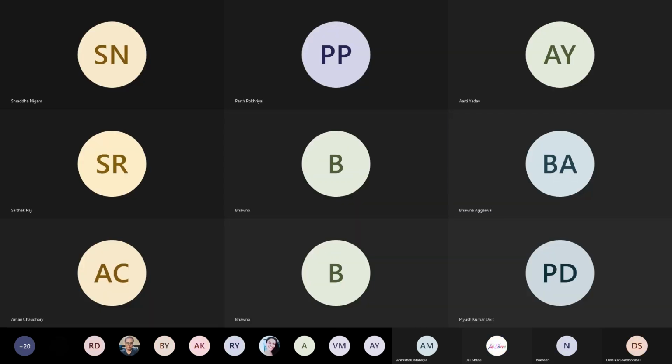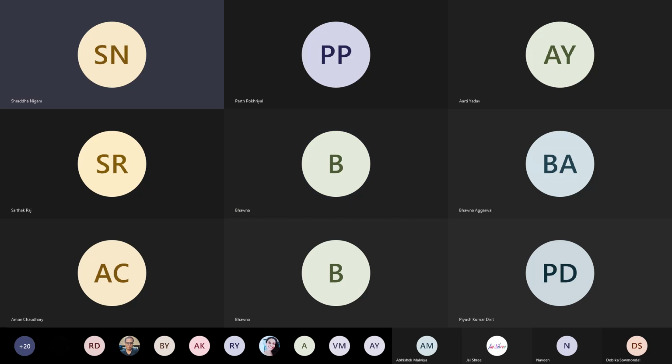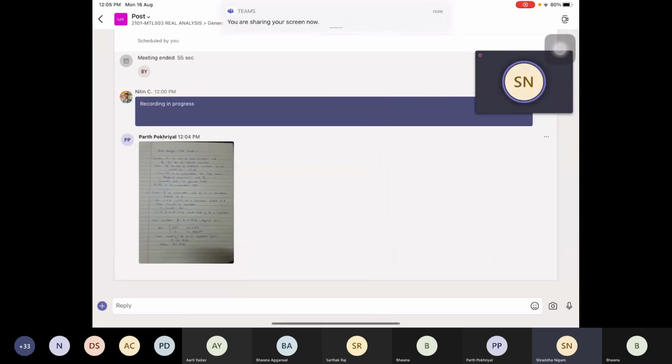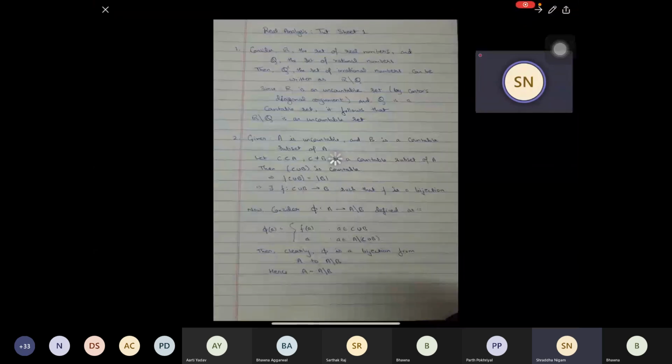Hello, yes, Shraddha. Ma'am, I just want to share my approach for the first question. I did it with contradiction. The real numbers are the union of rationals and irrationals. Suppose the irrationals are countable. Then the union of rationals and irrationals is the real numbers, and a countable union of countable sets should be countable, but the real numbers are not countable. So what we supposed in the beginning, that the irrationals are countable, is wrong. Is this approach right, or should I try another approach?